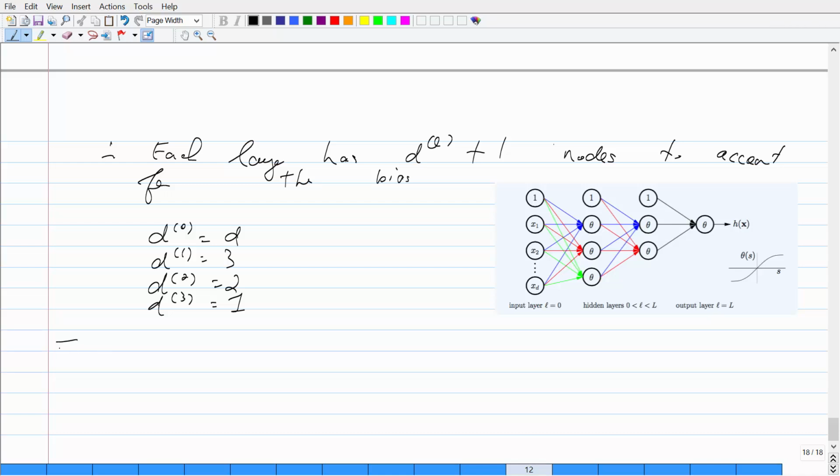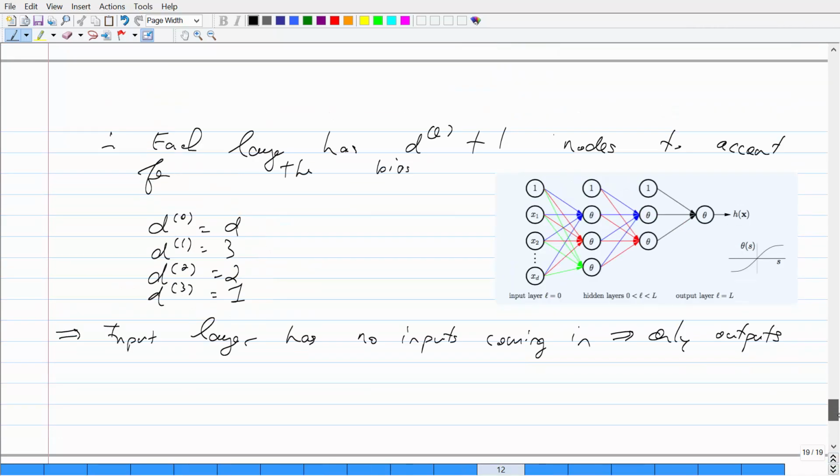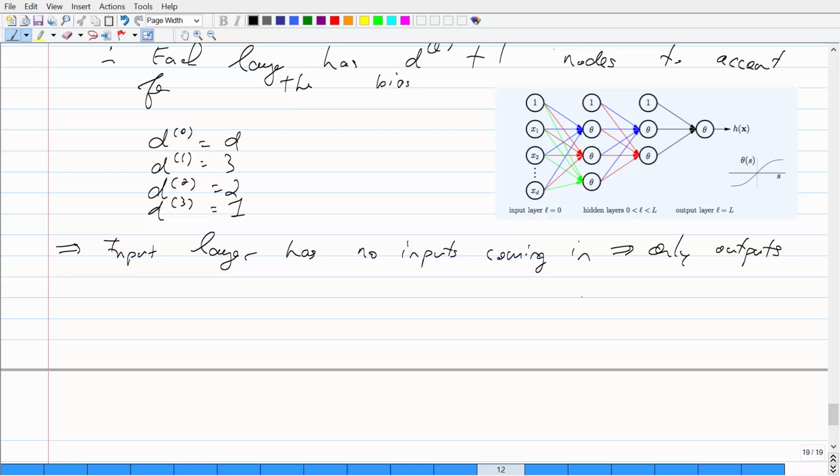The input layer has no inputs coming in; there are only outputs. You usually initialize these to the training example that you're looking at, and then it sends this information through the network. So the input layer has no inputs coming in, only outputs. And usually the bias unit has an output of 1.